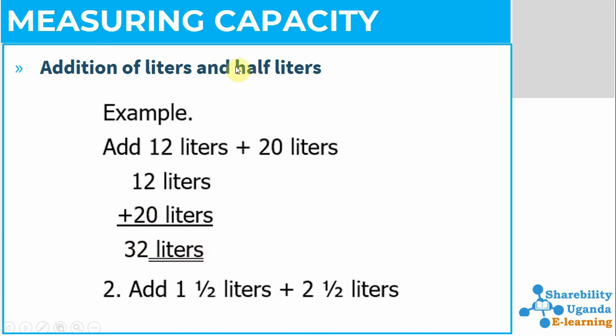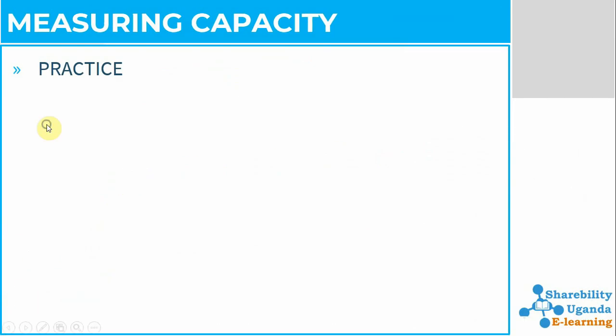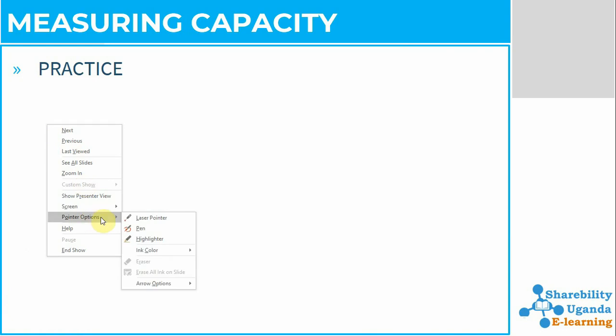We also talked about what we call halves. When we talked about halves, we shall also see how we add liters that are presented in halves, liters that are presented in quarters. Here an example is given. They are saying add 1.5 liter plus 2.5 liter. How do we come up with this? We can also use this method. Let me get my pen tool here.